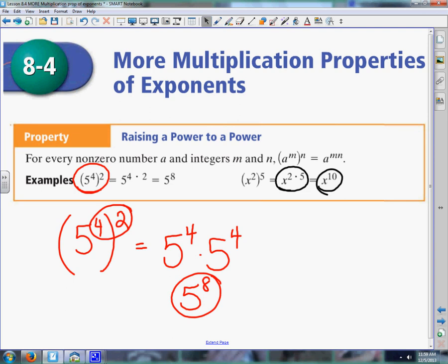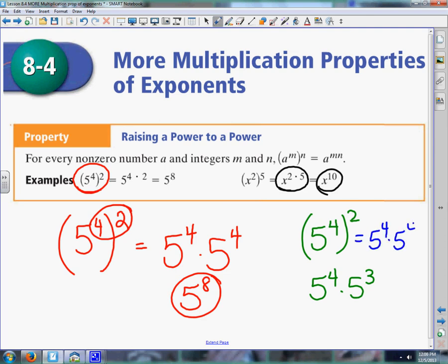It gets tricky when you'll see problems where they try to mix them both up. So they'll do this and then they'll do this. You just have to know what to do for each instance. I personally like to write it out. I would write next to it, okay, 5 to the 4th times 5 to the 4th, that's 5 to the 8th, and then this is 5 to the 7th.